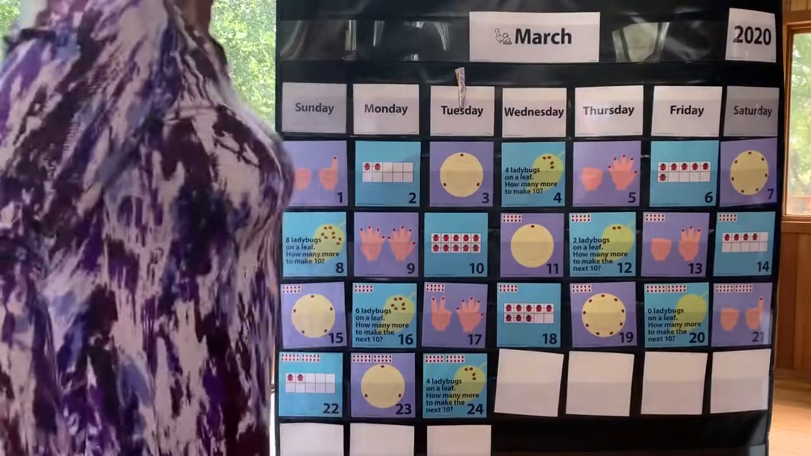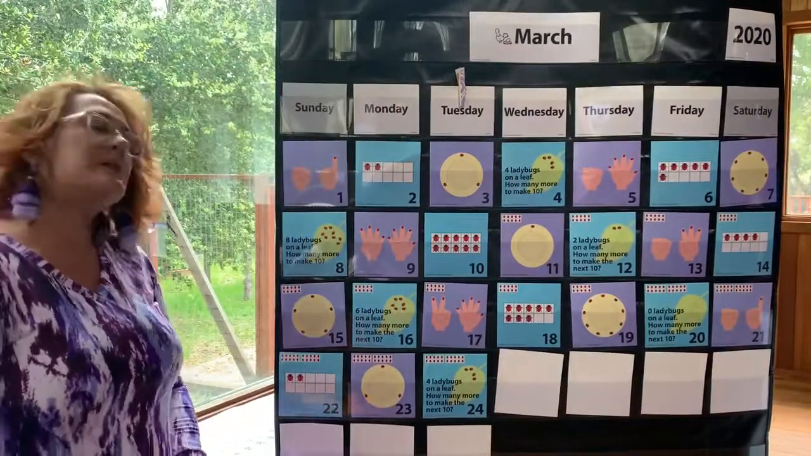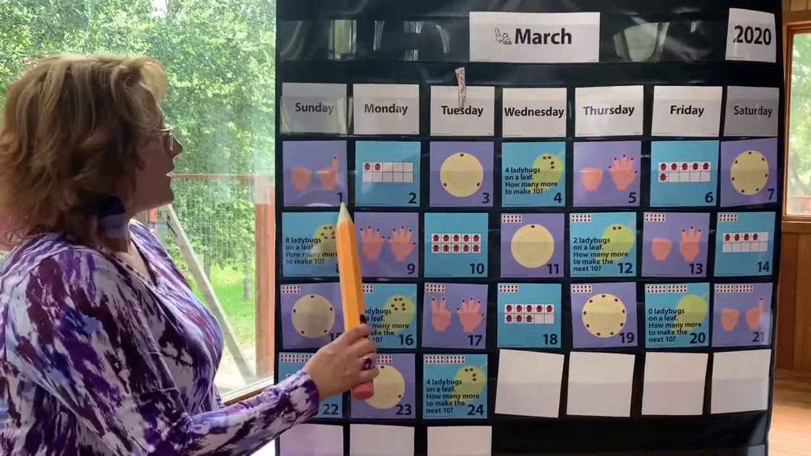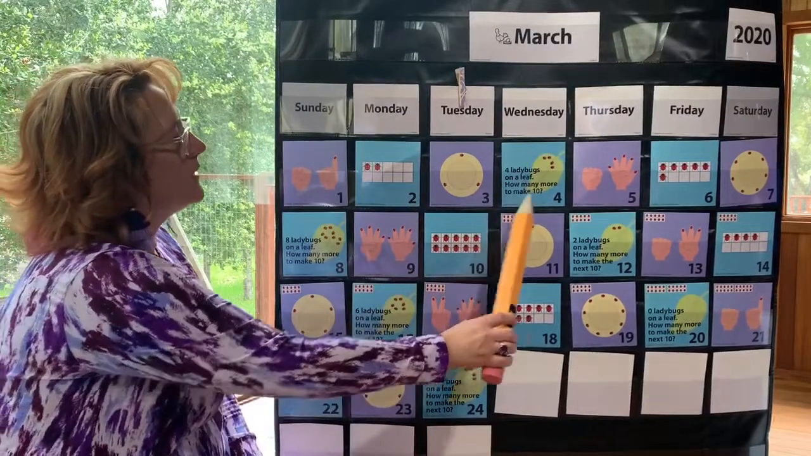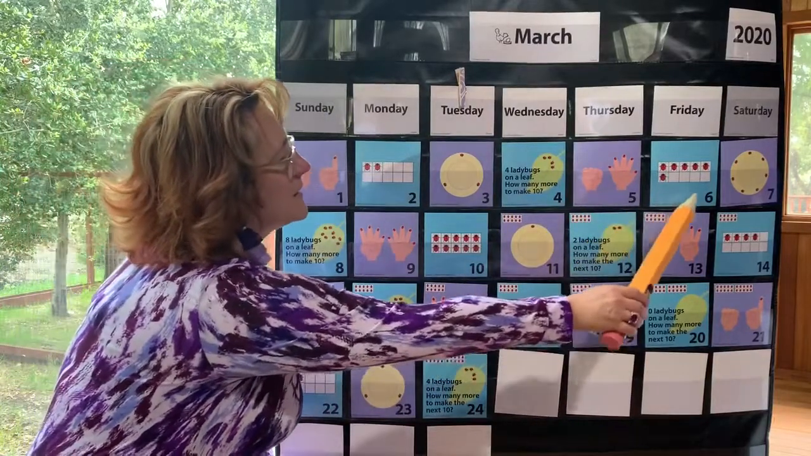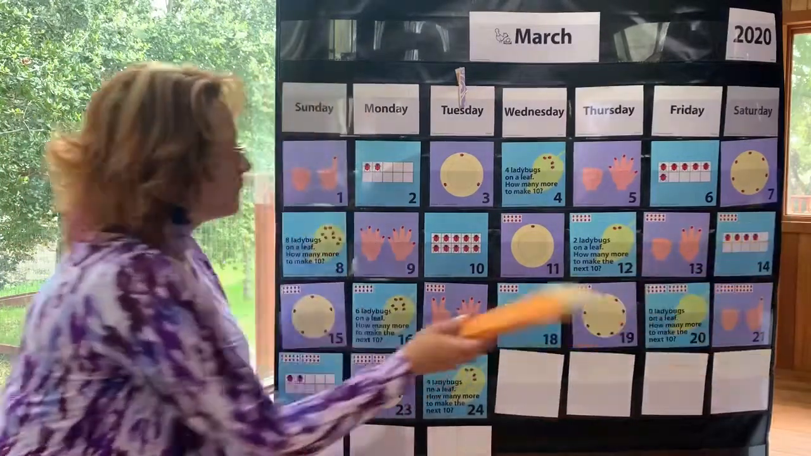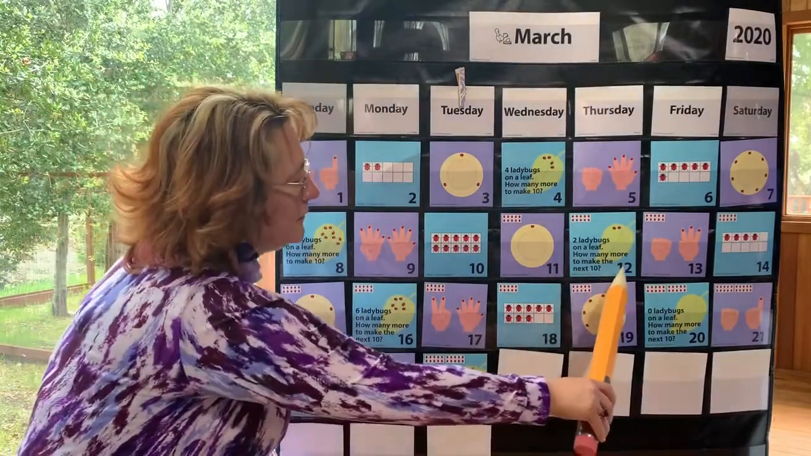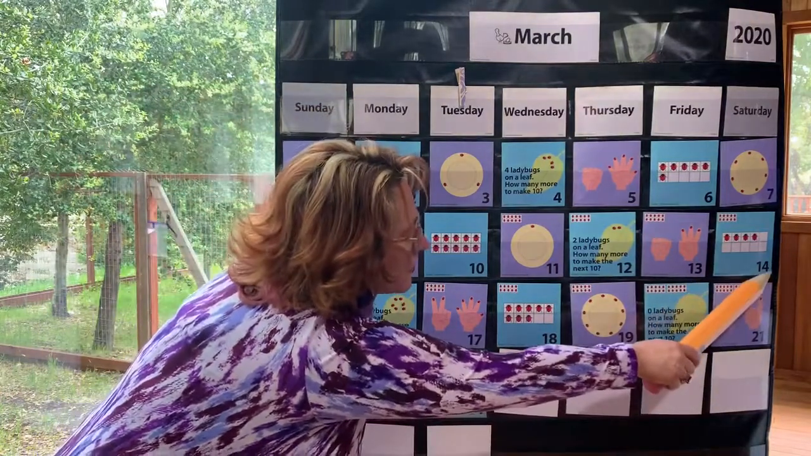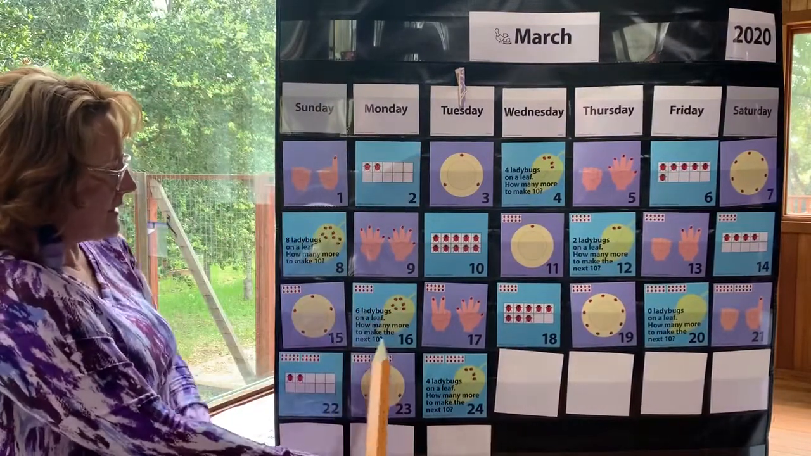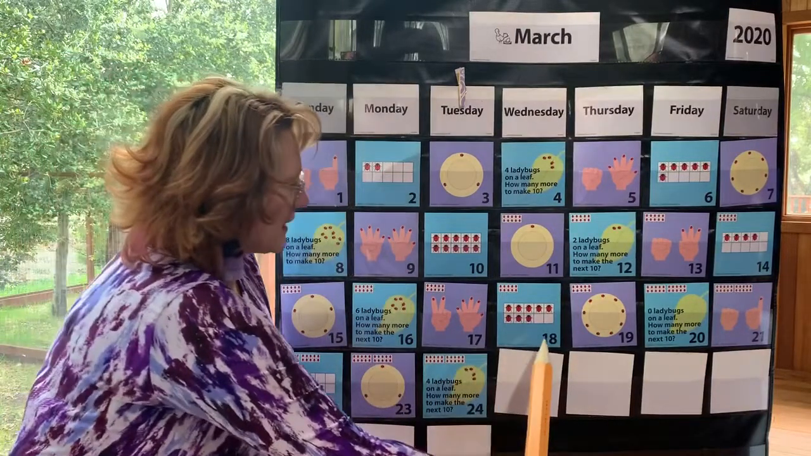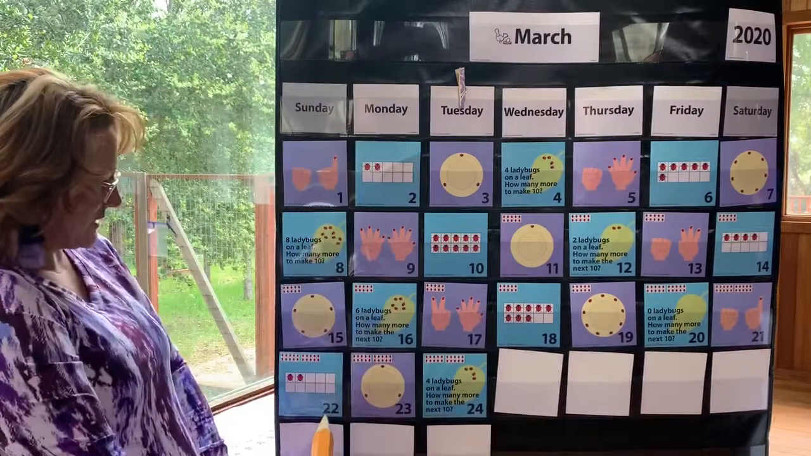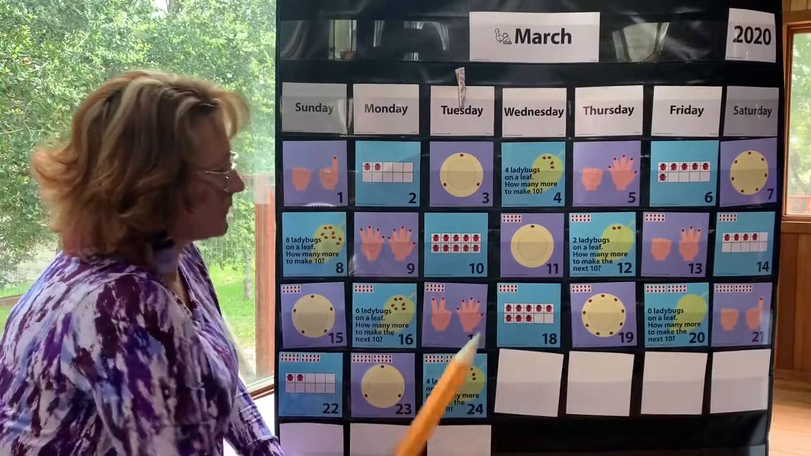All right, let's go ahead and count our individual numbers up to our new 24. 1, 2, 3, 4, 5, 6, 7, 8, 9, 10, 11, 12, 13, 14, 15, 16, 17, 18, 19, 20, 21, 22, 23, 24.